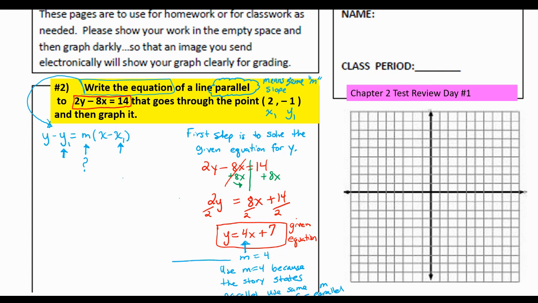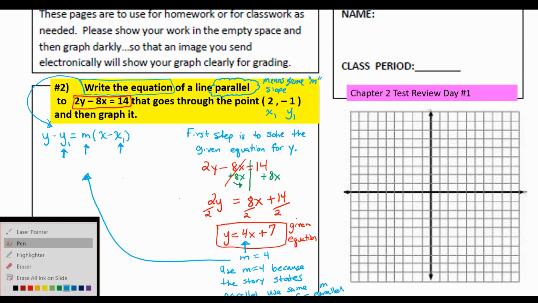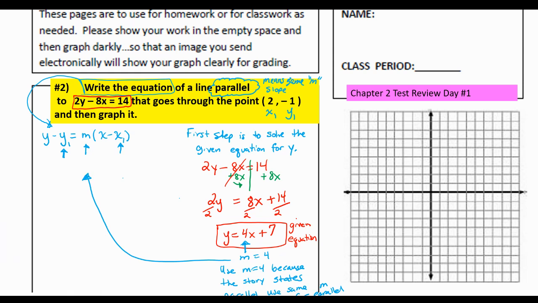So we're going to take that m equals 4, and that's what we're going to march up into that m spot. If the story said perpendicular, then we would use the opposite reciprocal. But the story says parallel, so we use the same m. So right here, we're going to put a 4. Okay, and then we just need to plug in x1 and y1, and that's given in the story right here. So the x1 is 2, and the y1 is -1.